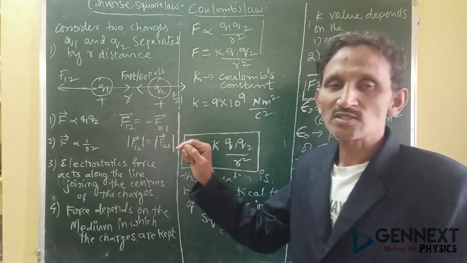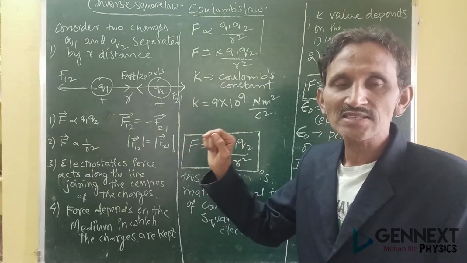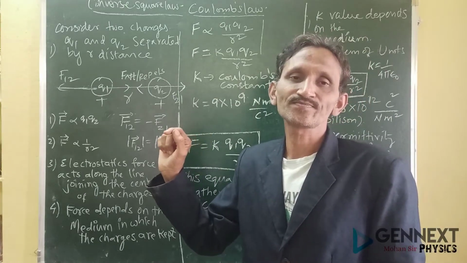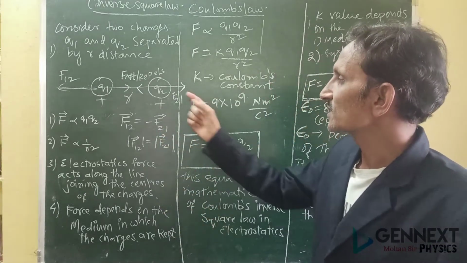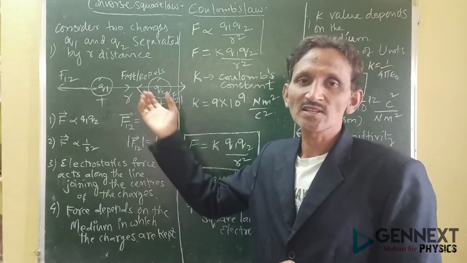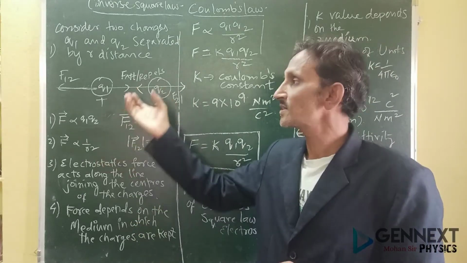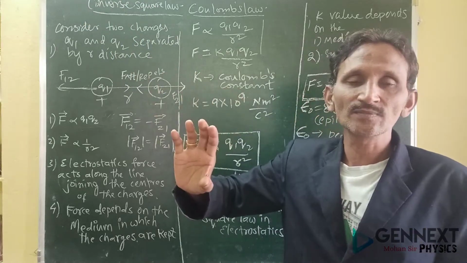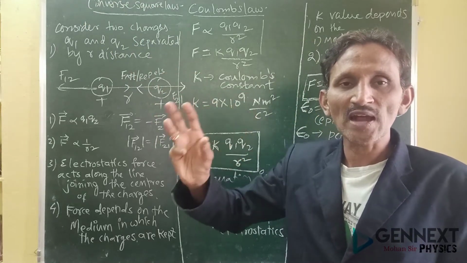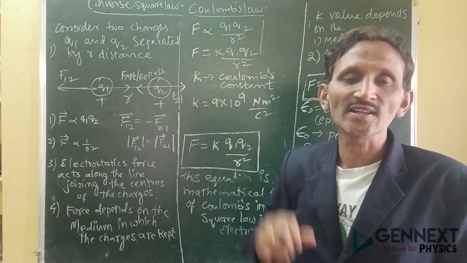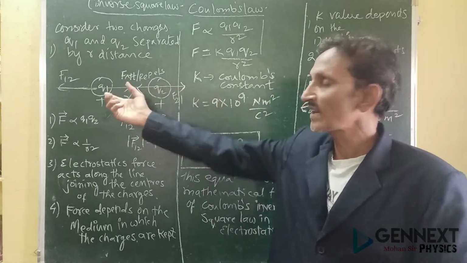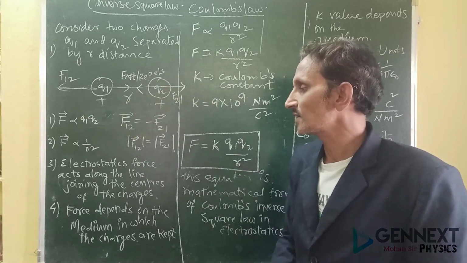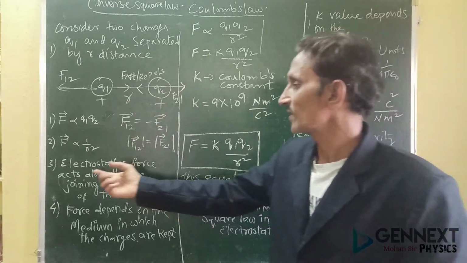This electrostatic force always acts along the line joining the centers of the charges. That means the force will not act in some other direction. The force will not deviate. The force of attraction or repulsion always acts along the line joining their centers. So that is what we are taking.